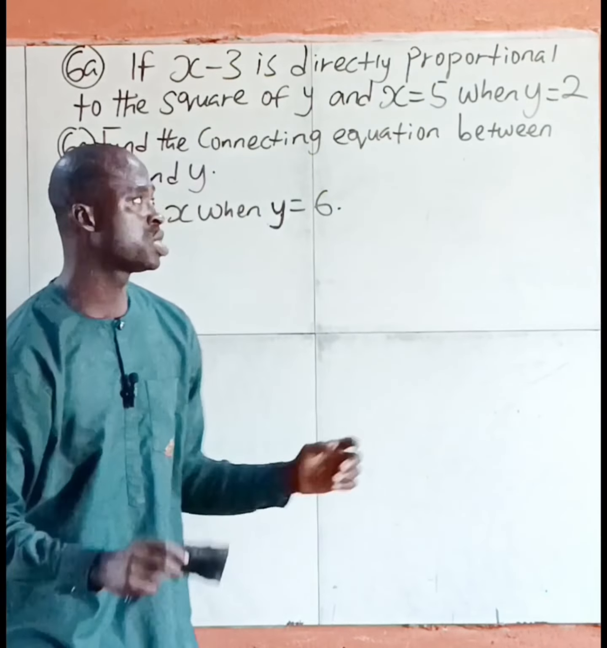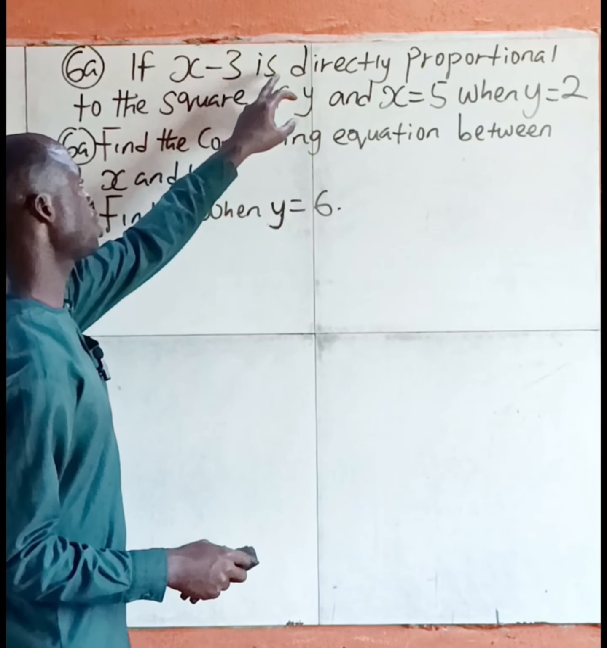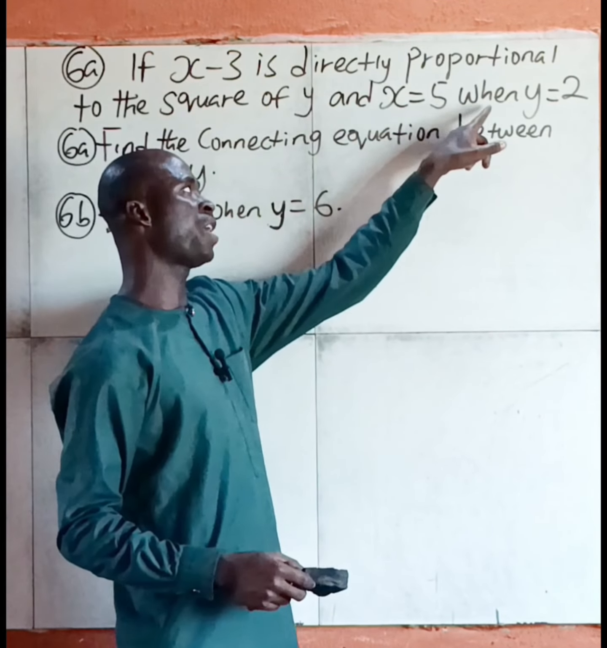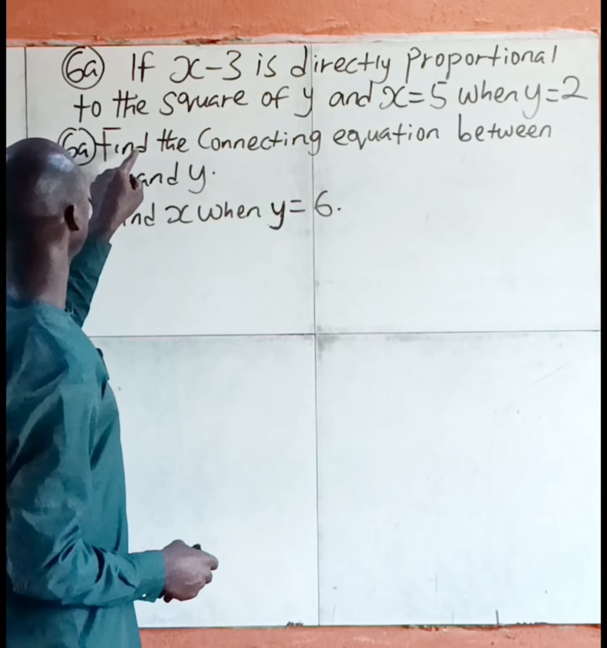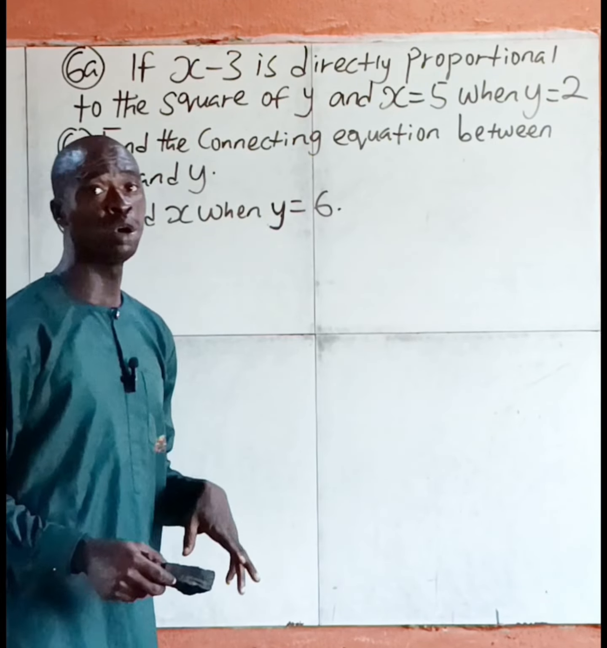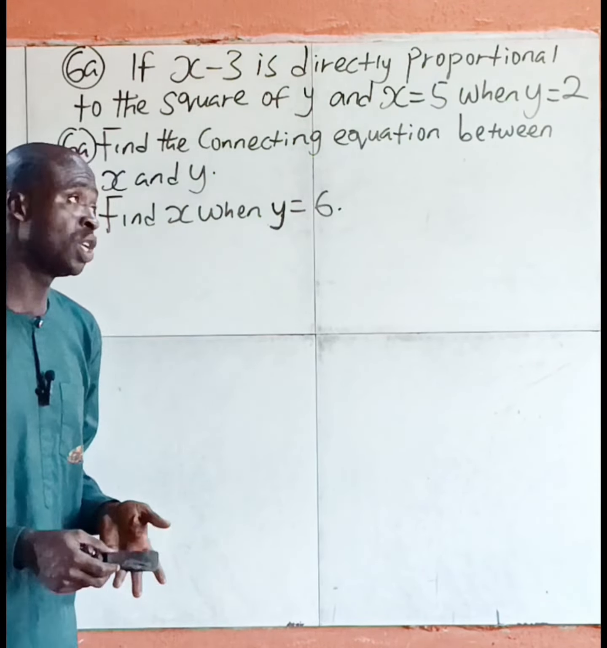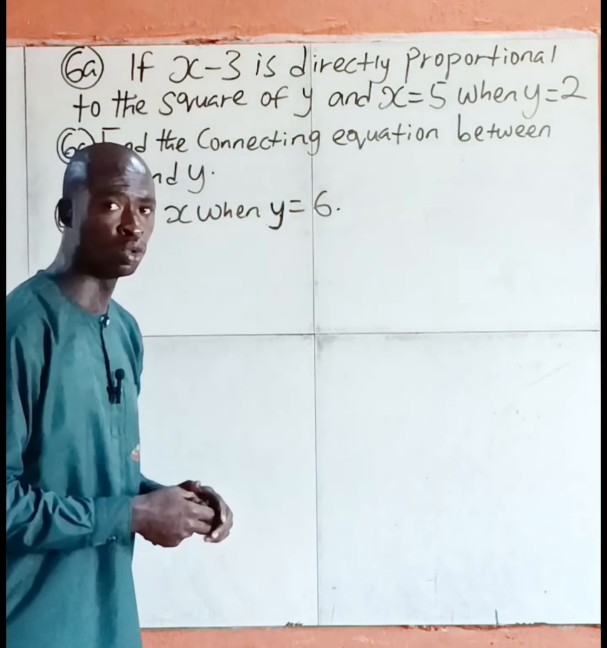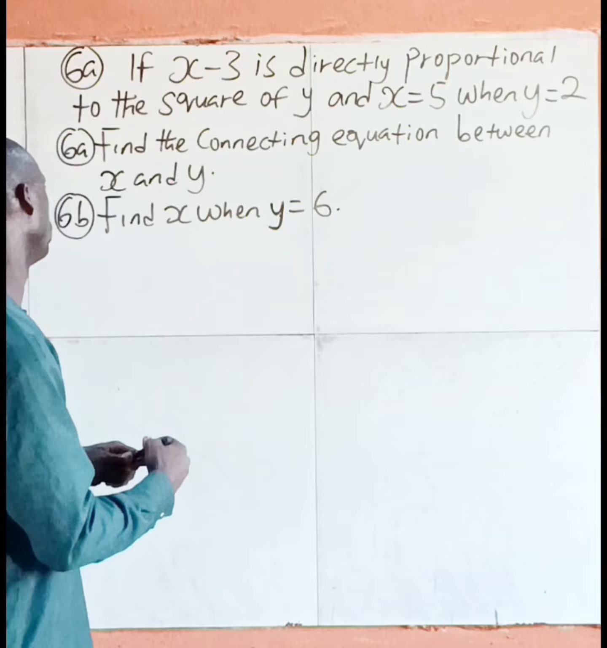Now, for question 6, the question says, if x minus 3 is directly proportional to the square of y and s equals 5 when y equal to 2. 6a, find the connecting equation between s and y, or it can be called find the relationship between s and y. Next, question 6b, find s when y equal to 2. Now, this is how it is clearly done.